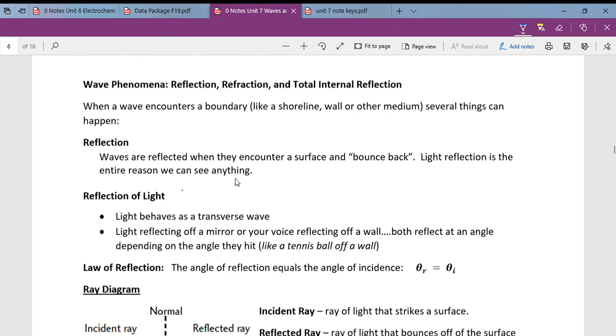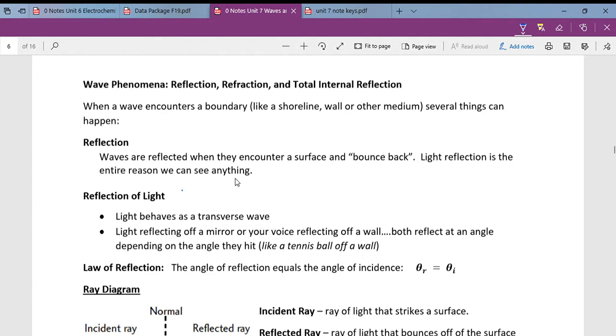Unit 7, Tutorial 1, Part 2, we are going to continue on with this idea of waves, and we're going to look at wave phenomena. So we're going to look at reflection, refraction, and total internal reflection. We are going to look at what happens when a wave encounters a boundary, like a shoreline, a wall, or another medium. And several things can happen.